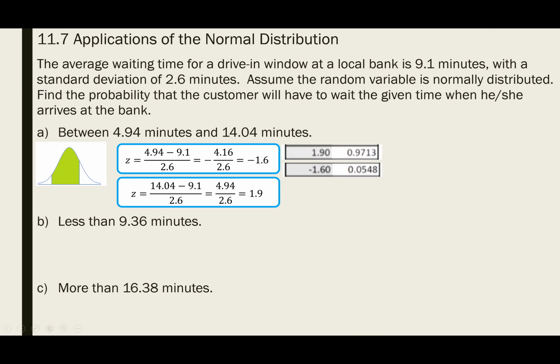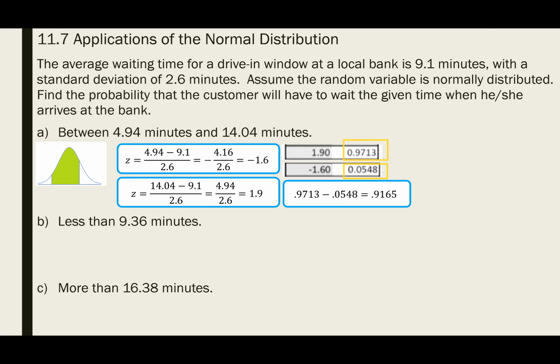And what do I need to do once I extract them out? Because I'm looking for in between, I need to look at the bigger area minus the smaller area. I need to take these two areas and find the difference between the two. If I find the difference, I will see 0.9165, meaning the probability that a random person driving to the local bank has to wait between 4.94 minutes and 14.04 minutes is 91%, roughly 92%. Right, the probability is 0.9165.